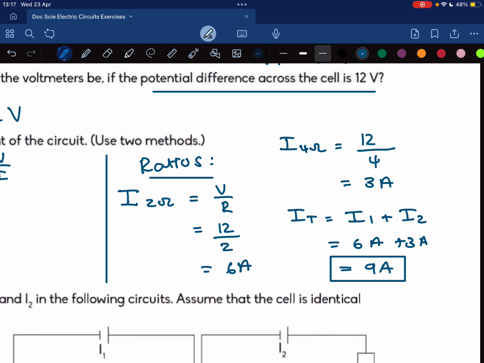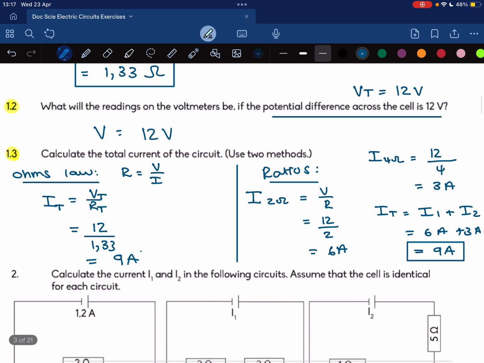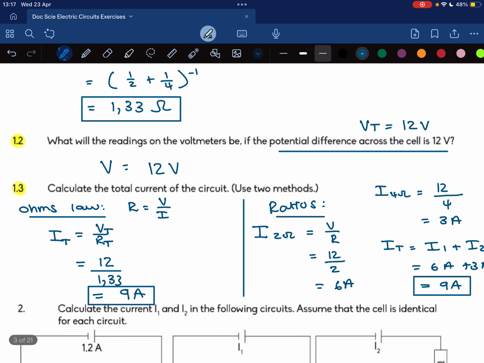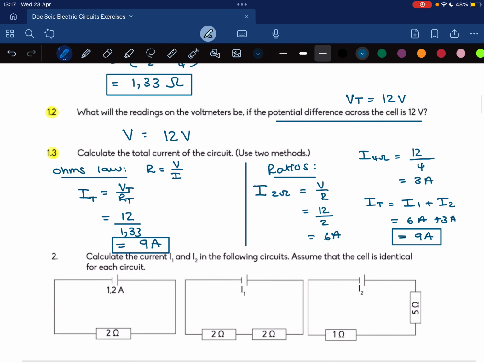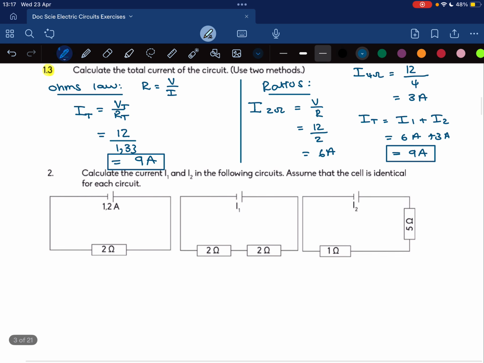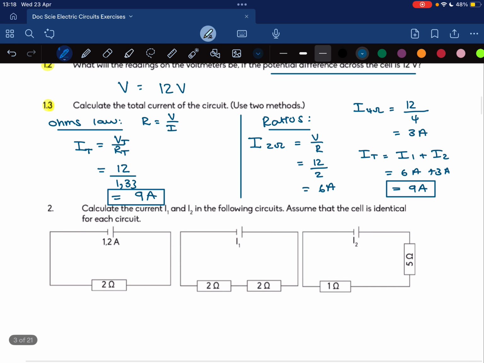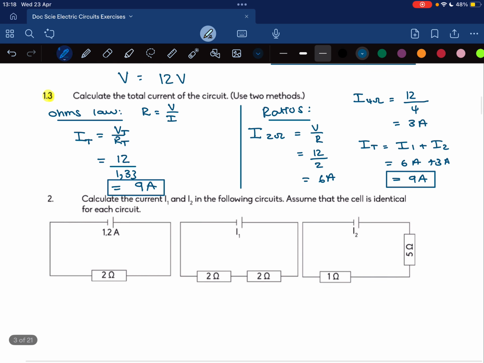So these are the two methods that I can use. I can say 9 amps by calculating the current individually, or I can just say I total is equal to V total over R total. You can use both methods. In this particular question, they asked you to use 2 different methods just to expose you to a way that you can calculate it.